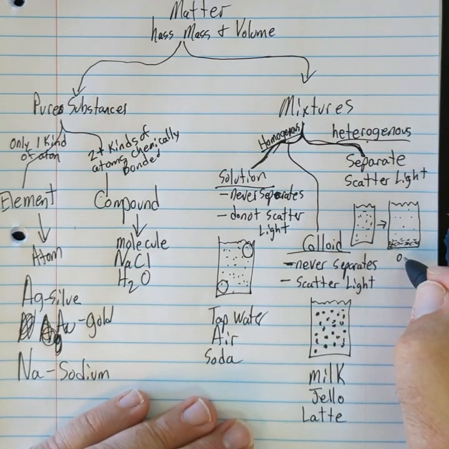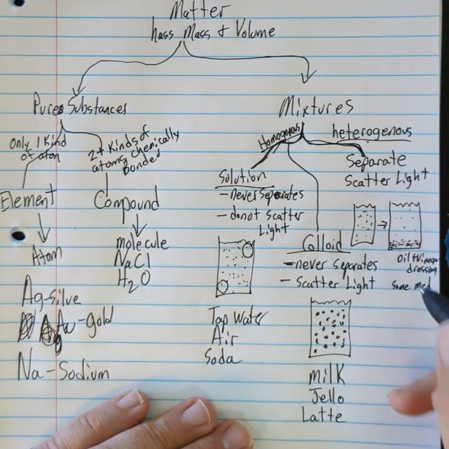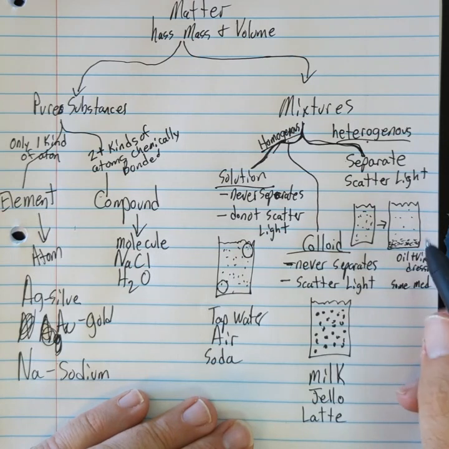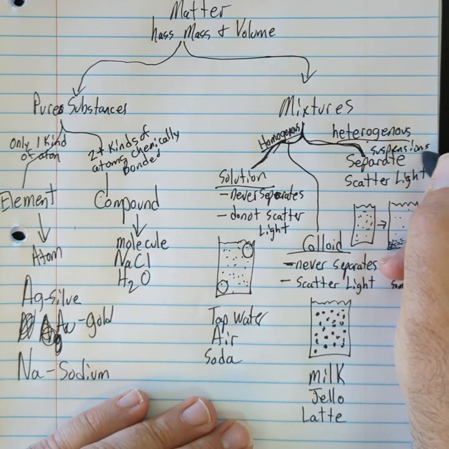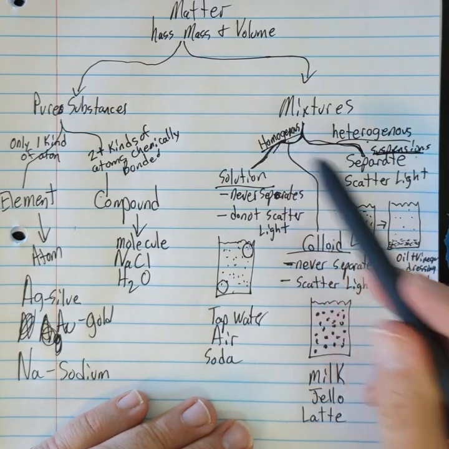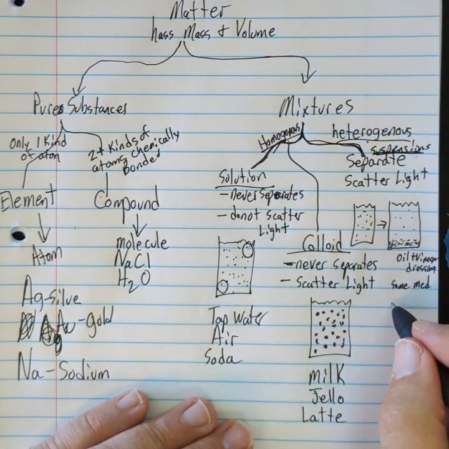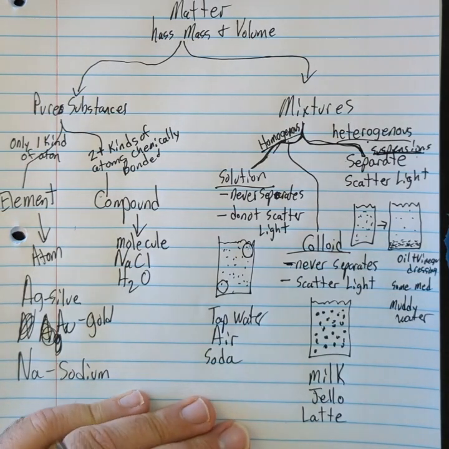Heterogeneous things are like oil and vinegar dressing. If you've ever had medicine where you had to shake the bottle before you take the medicine, that was a suspension. Oh, I forgot. Yeah, these are called suspensions. So you have solution, colloid, and suspension. Solutions and colloids are homogeneous. Suspensions are heterogeneous. Muddy water would be a suspension as well. All right, so that's matter.